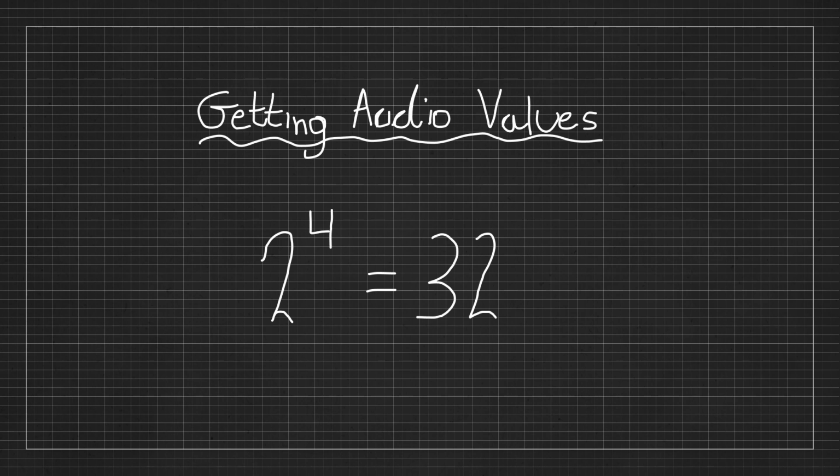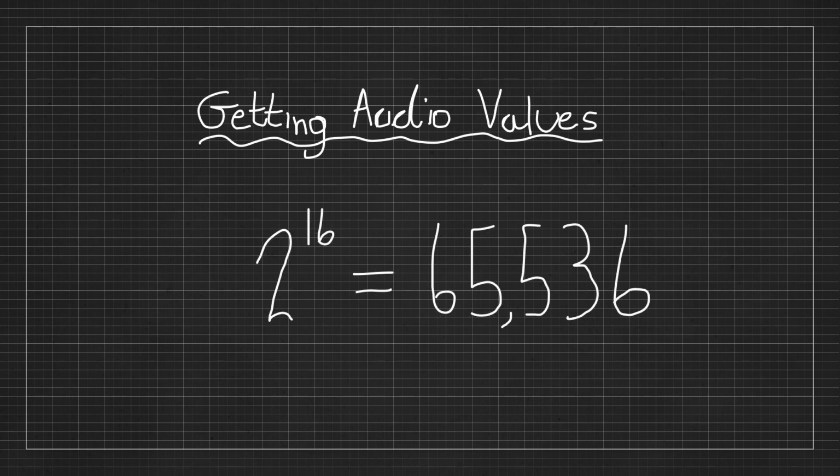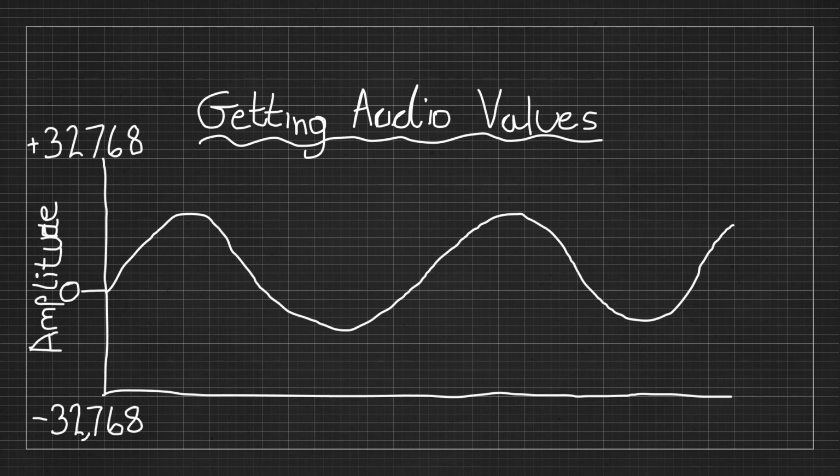So if you have a bit depth of 4, you'll get 32 different possible loudnesses, and if you have a bit depth of 16, you'll get something like 65,536 different possible values that the loudness at any point can be. And if we plot that to the graph, we might get something like this.